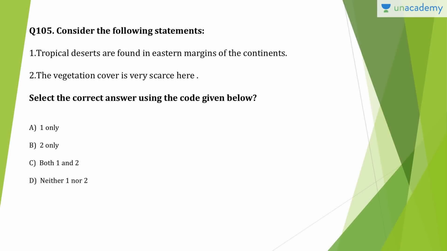Okay. Question number 105, consider the following statements. Tropical deserts are found in the eastern margins of the continent. So this is wrong. You will always find them on the western margins of the continents. So this statement is definitely wrong. The vegetation cover is very scarce here. That is correct. So answer here is B, that is 2 only. Only the second statement is correct.